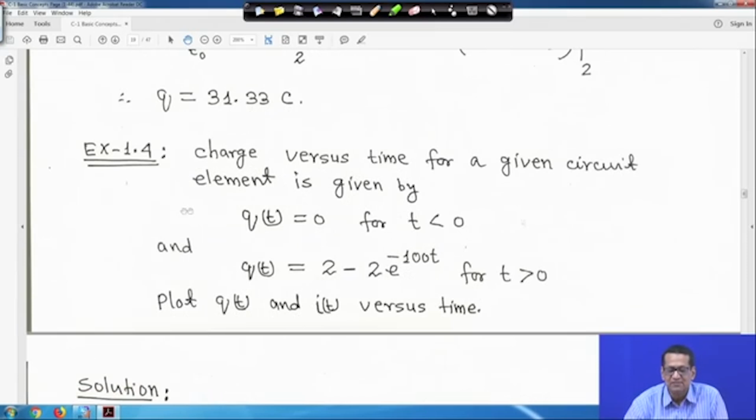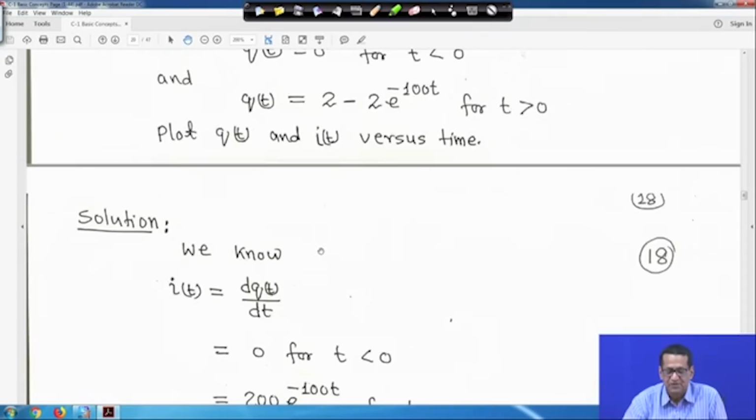Next example is 1.4. Charge versus time for a given circuit element is given by q(t) is equal to 0 for t less than 0, and q(t) is equal to 2 minus 2 e to the power minus 100 t for t greater than 0. You have to plot q(t) and i(t) versus time. q(t) is already given, only i(t) you have to find out, then plot both. So, solution: we know that i(t) is equal to dq by dt.